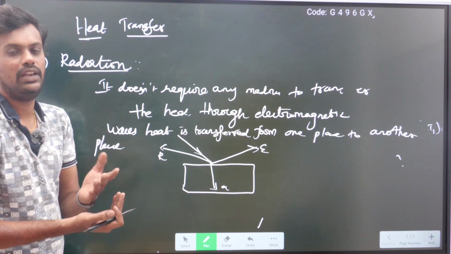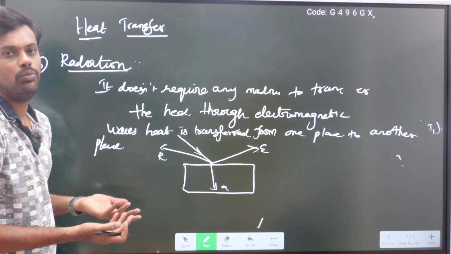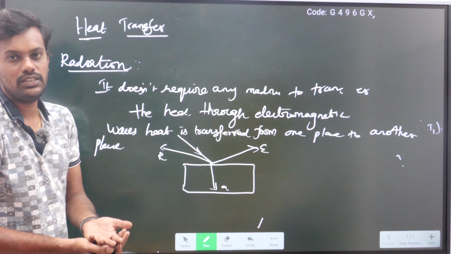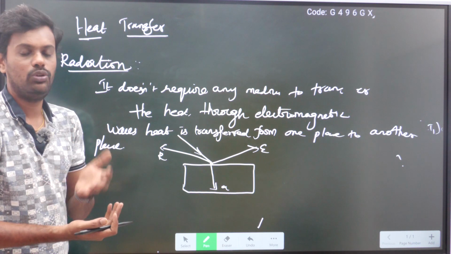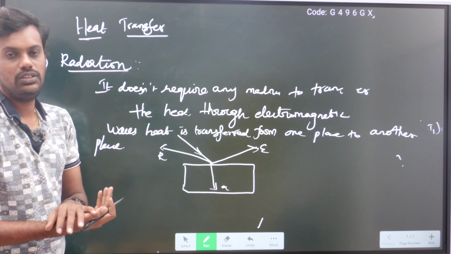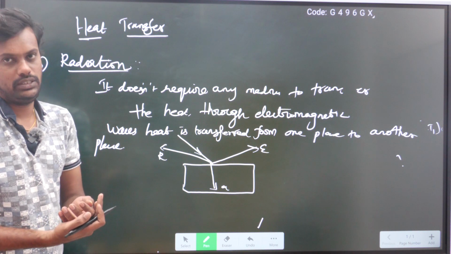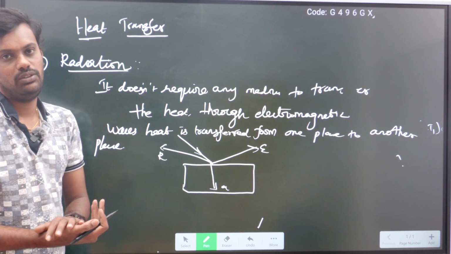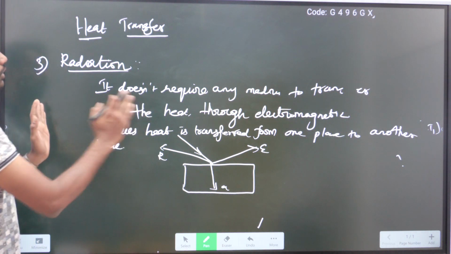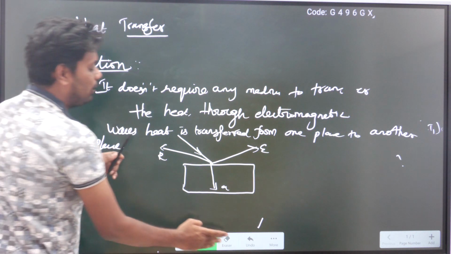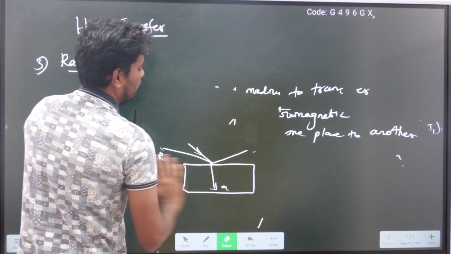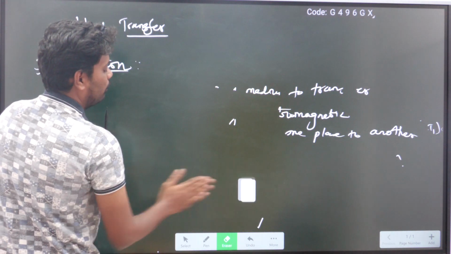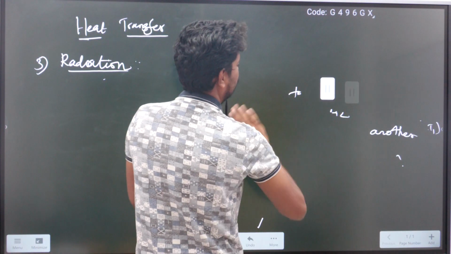Suppose the body is glass, then it will reflect more heat. Suppose the body is a black body, then it will emit all the radiation. It depends on what type of body it is. If it is a grey body, then that is different. So this is called radiation. The governing law for radiation is the Stefan-Boltzmann law.